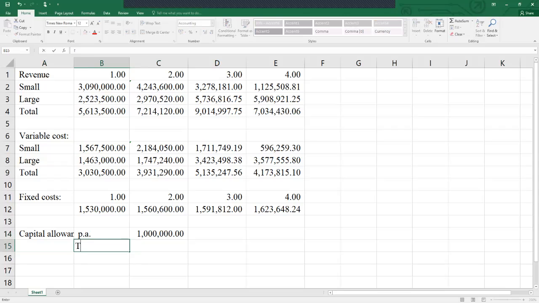Therefore, the tax saving would be equal to the tax rate multiplied by the 1 million we obtained above. And the tax rate is how much? 30%. Therefore, the tax saving per year would be equal to 300,000. Any other working we need?